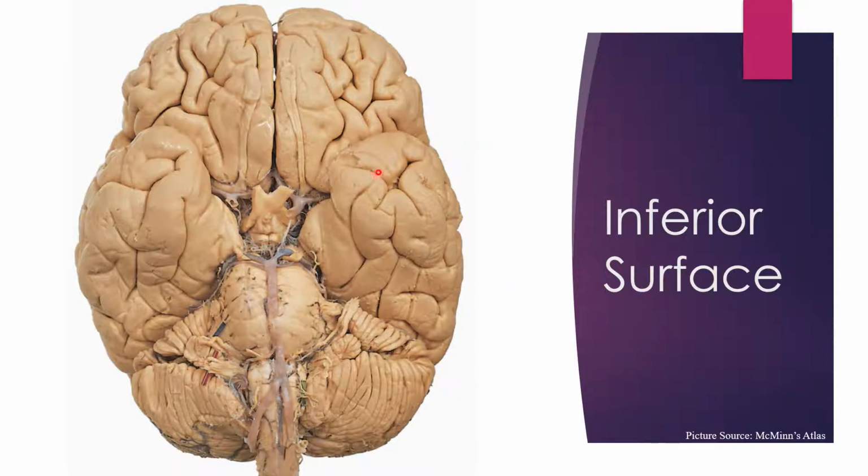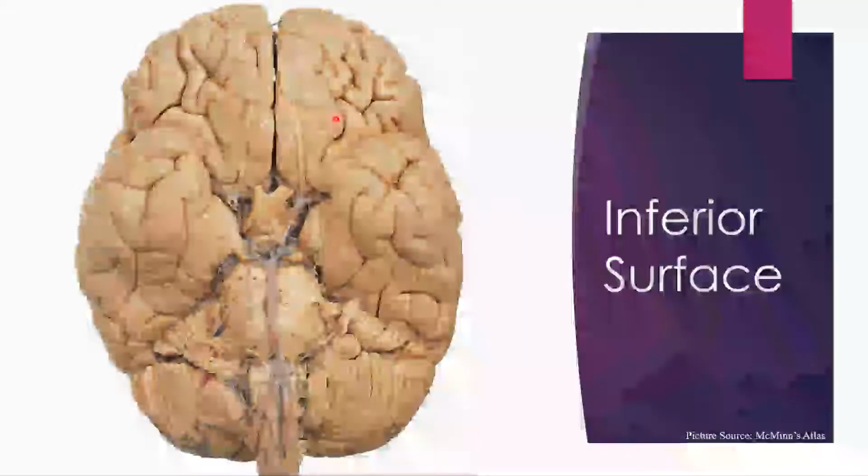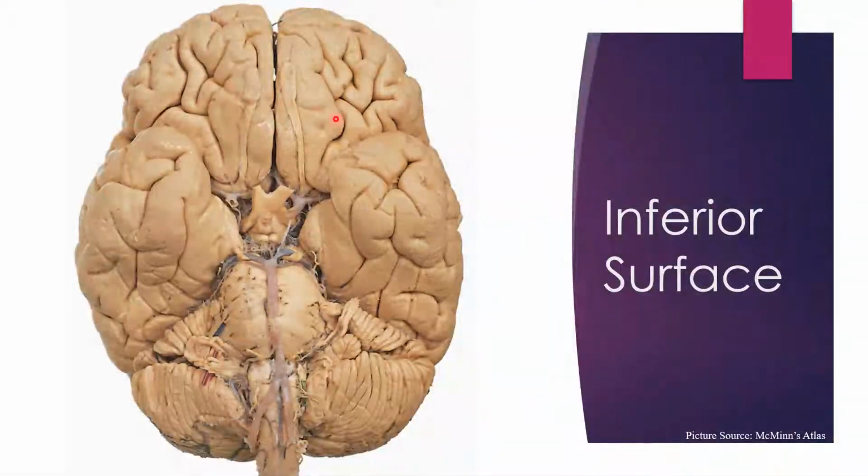Okay. So the orbital part will be somehow concave because of the orbital plate of frontal bone, which is convex, and the tentorial part will be going outwards and backwards. Okay, it will be going outwards and backwards.